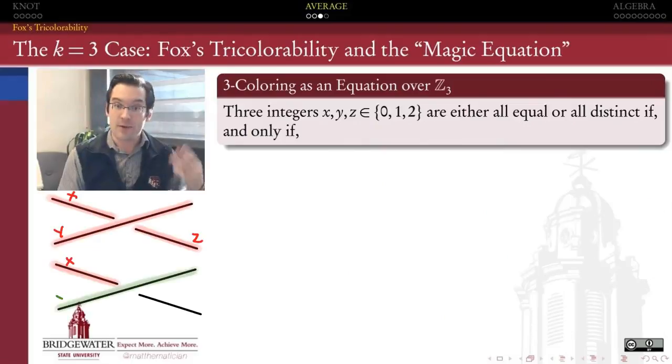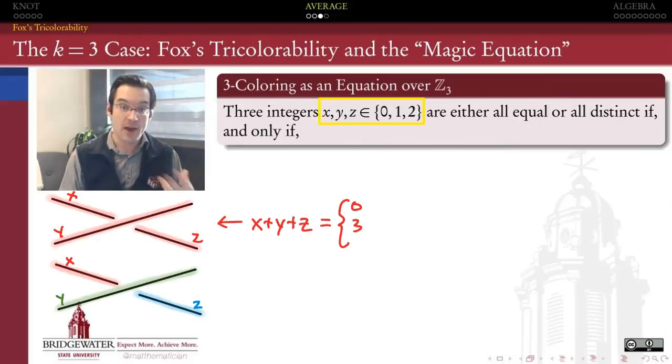So let's look at the k equals 3 case. Again, the smallest value of k for which k-colorability is an interesting question. How can we turn the question of colors on arcs in a knot diagram into a question about algebra? How do we discover what I call the magic equation that can tell us for sure whether or not we have a valid coloration for a knot diagram?